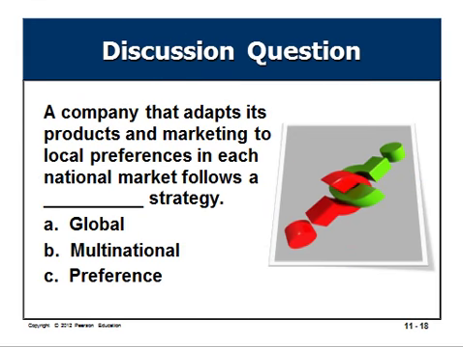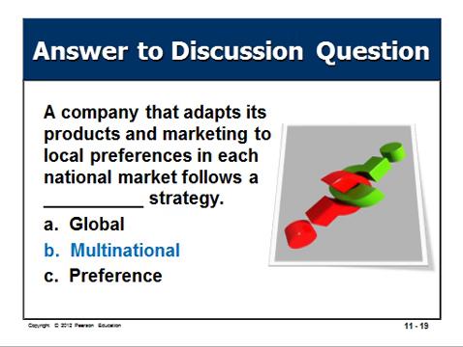Now fill in the blanks by choosing among the words global, multinational, and preference. The correct answer is multinational. A company that adapts its products and marketing to local preferences in each national market follows a multinational strategy.